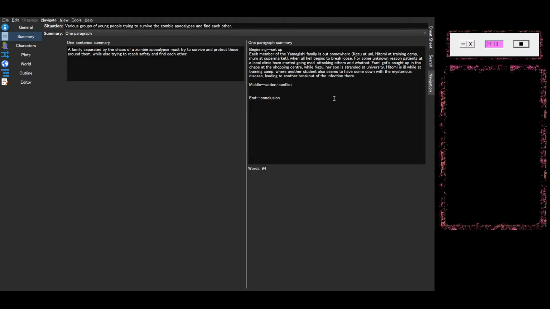This is always the most difficult part of plotting, coming up with the stuff in the middle. Interesting setups, interesting endings, they're not too difficult, but coming up with the middle bit is. Shall we do the end first, the conclusion first?